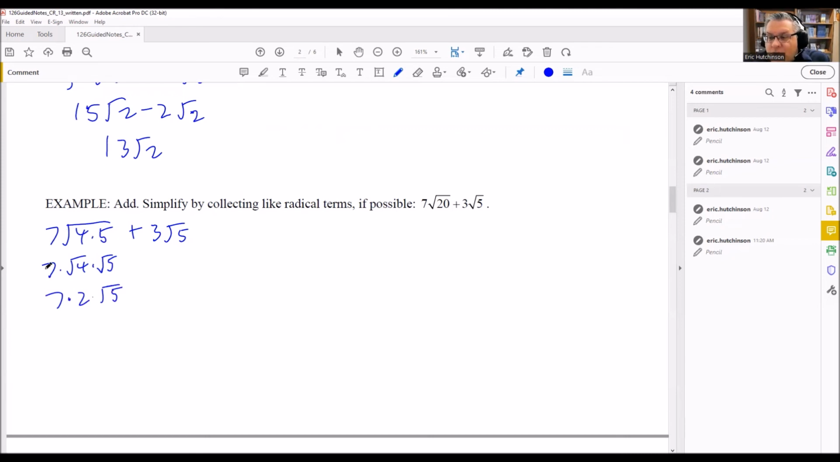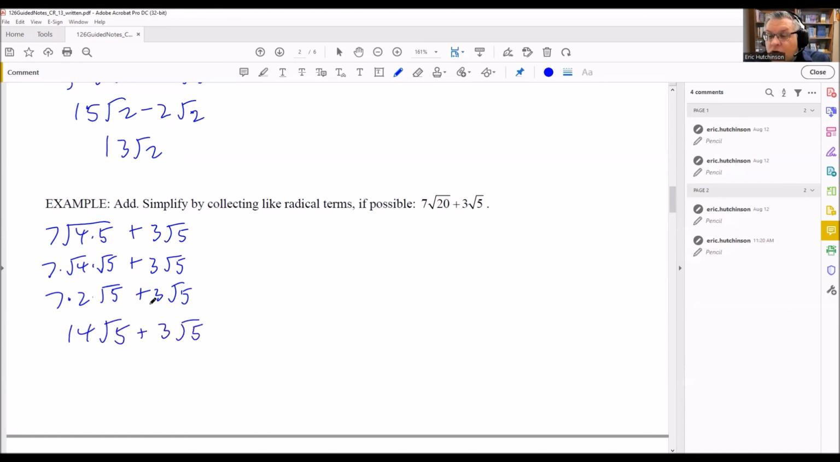Now, if you want to skip this step here and just go from this one down to there, that's fine. Of course, each of these we have a plus 3 square root of 5. So if you want to skip the intermediate step and just pull that one out front like that, that's okay to do. But I'm showing you step by step why that 2 comes out. It's because we're breaking this up into 4 times 5, and the square root of 4 becomes a 2. So that's how we're able to do that.